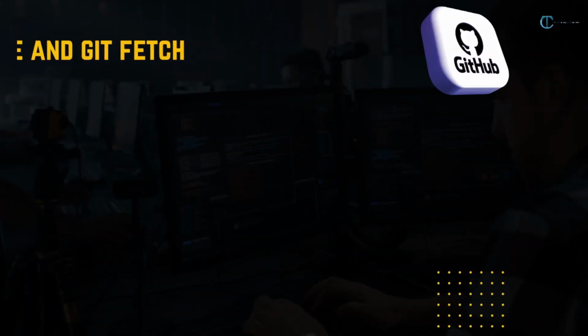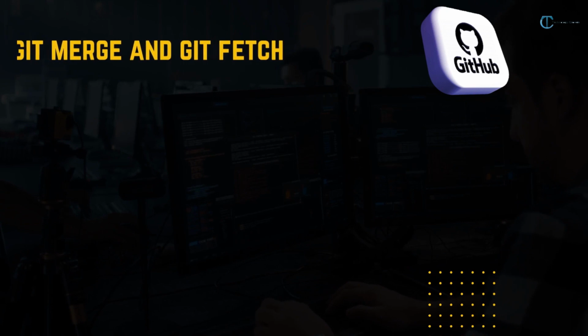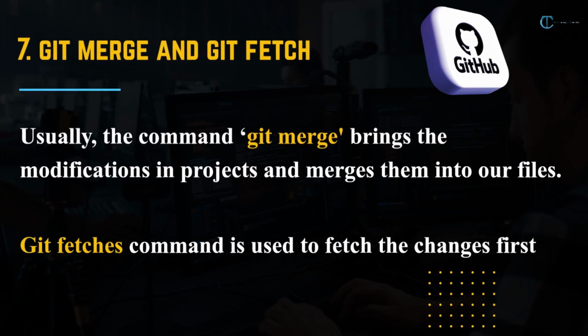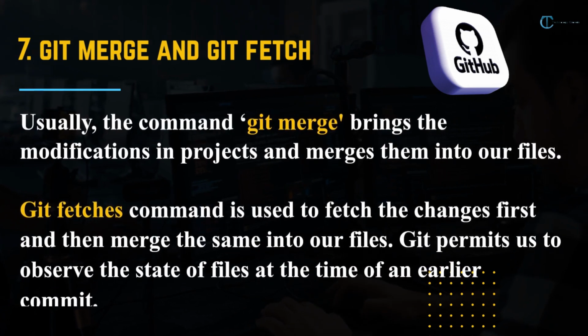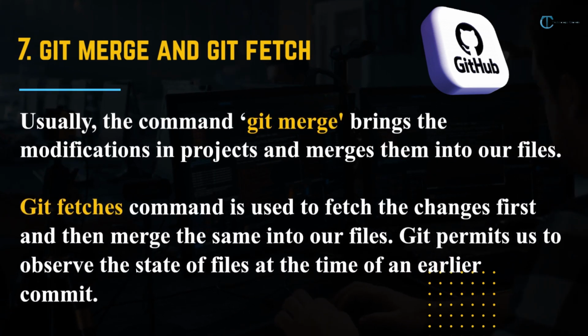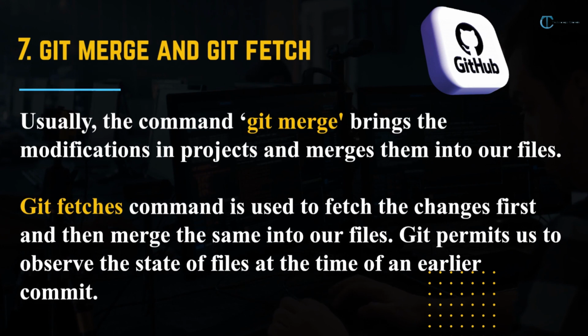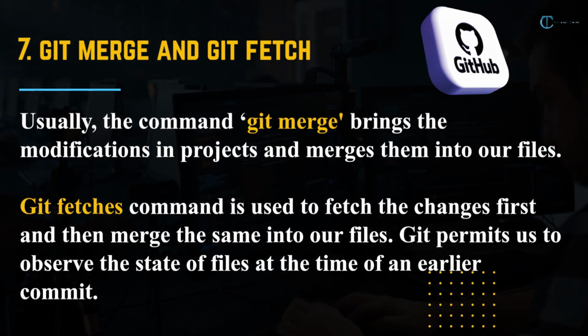7. Git merge and git fetch. Usually, the command git merge brings the modifications in projects and merges them into our files. The git fetch command is used to fetch the changes first and then merge them into our files.